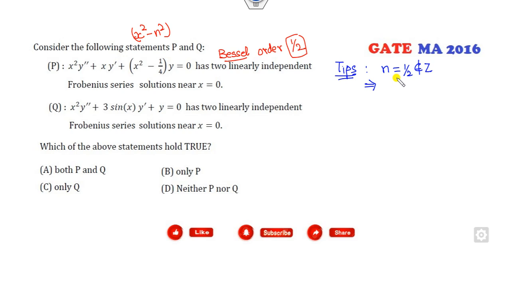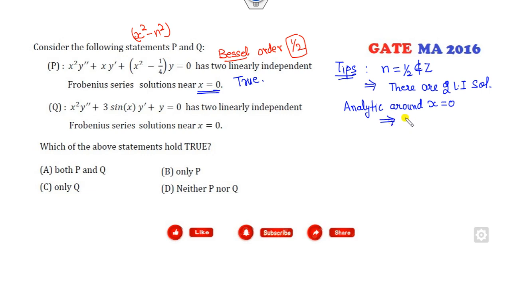So what does it mean? It means there are two Frobenius solutions. So the first option is my correct option. Anyhow, there is one more method that directly comes to mind. If you prove that this equation is analytic around 0, then it means the Frobenius solution exists.